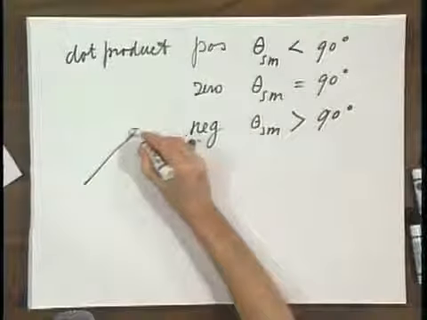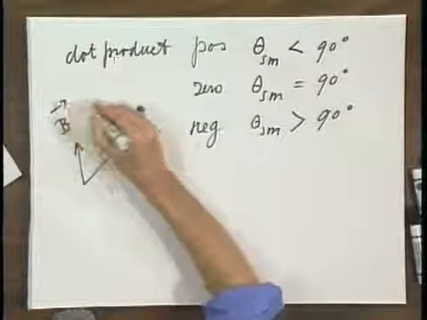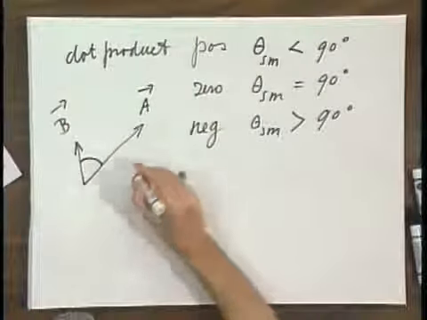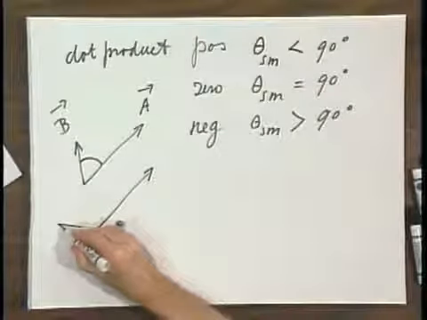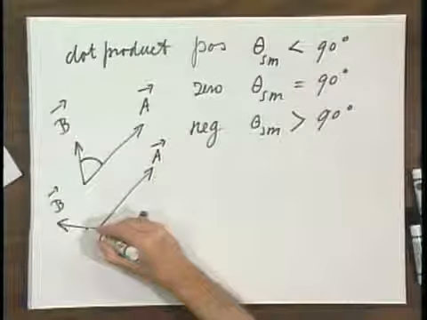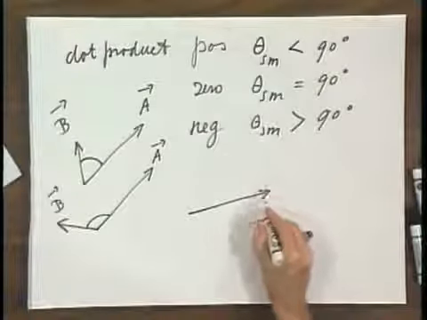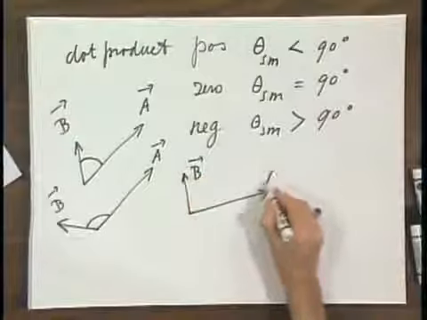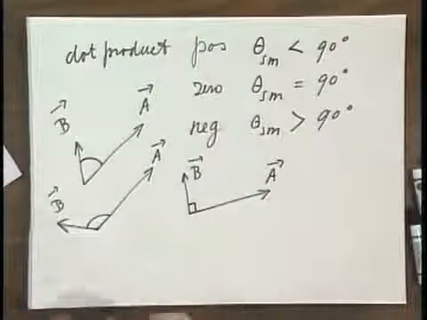So what it comes down to, in a nutshell, if we have here B and we have here A, if this angle is smaller than 90 degrees, the dot product is positive. If the angle between A and B, as you see here, is larger than 90 degrees, then the dot product is negative. And if the angle between A and B were exactly 90 degrees, then the dot product equals 0.